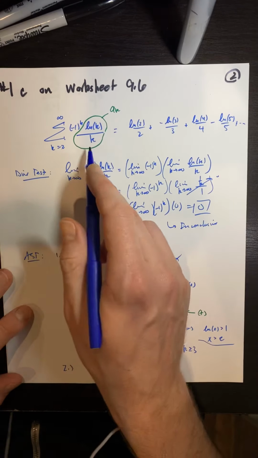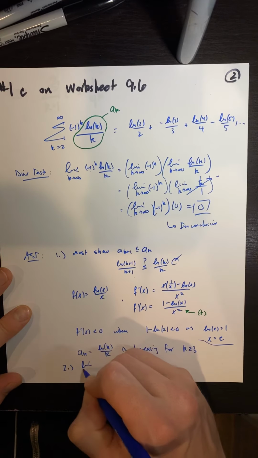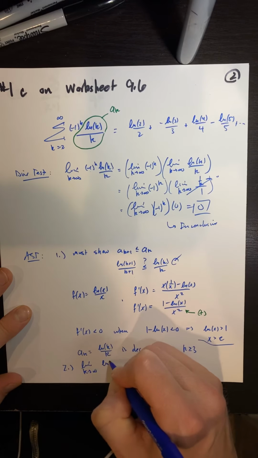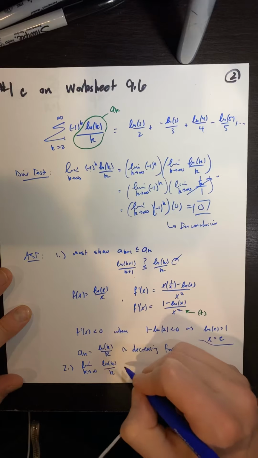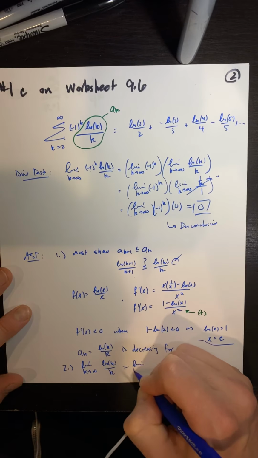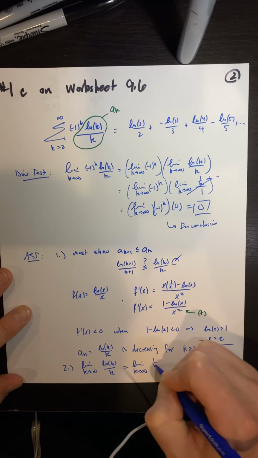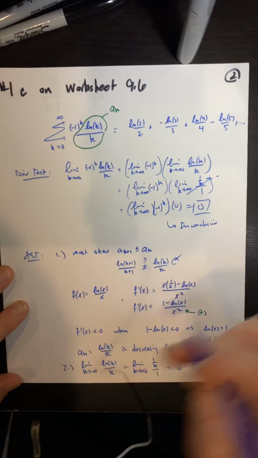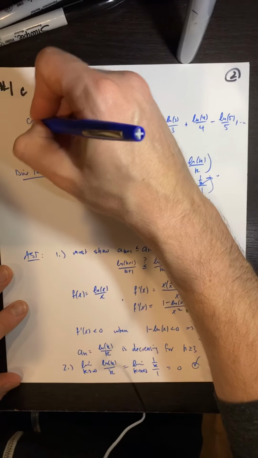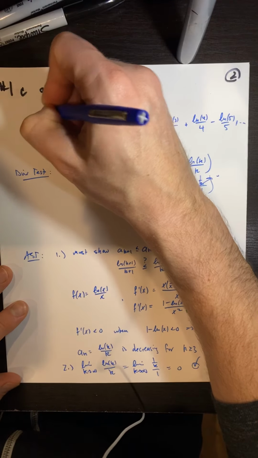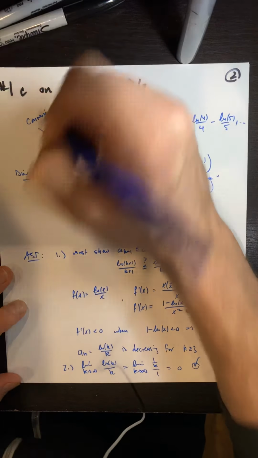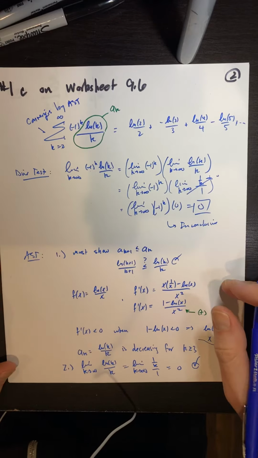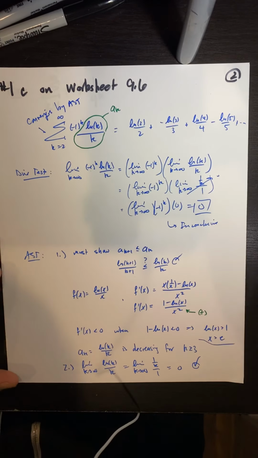Now, secondly, this limit has to be 0. So the limit as k goes to infinity of ln of k over k, is that 0? Well, we already did that up there in the divergence test. I'll use L'Hopital's rule. And yes, that is 0. So that checks out. So these two things are satisfied, which means the original series converges by the alternating series test. Okay, so that's how we use the alternating series test.